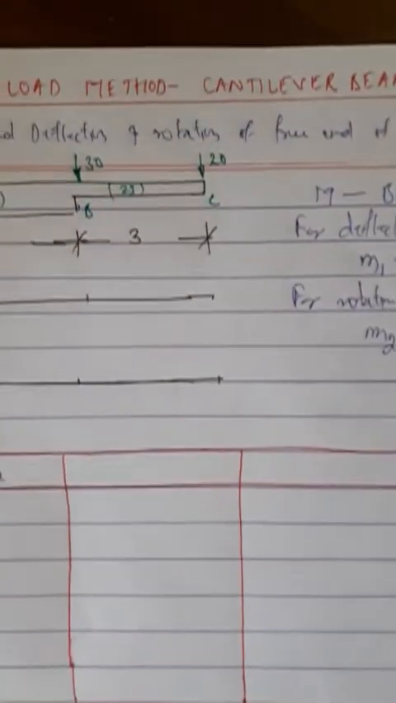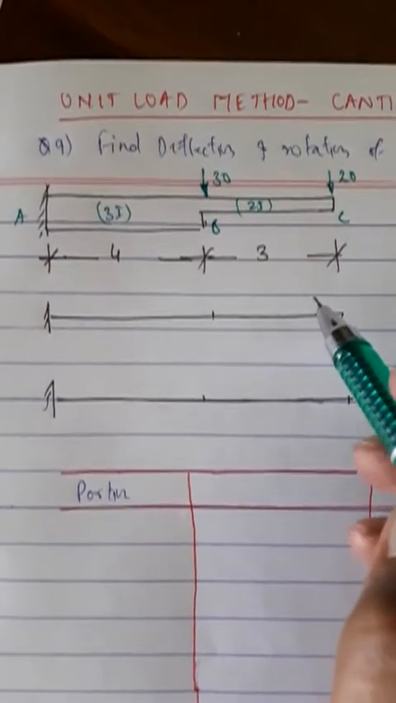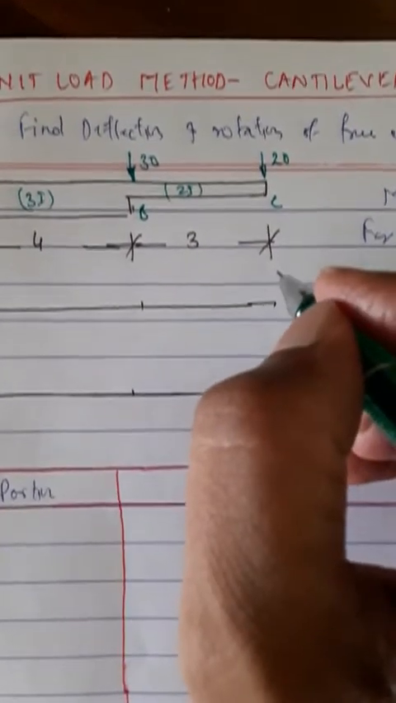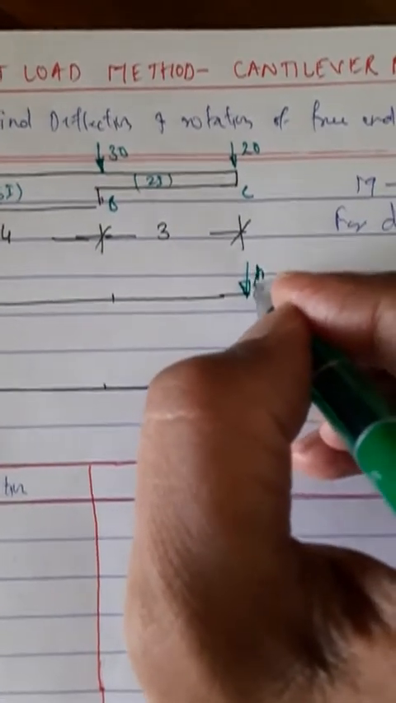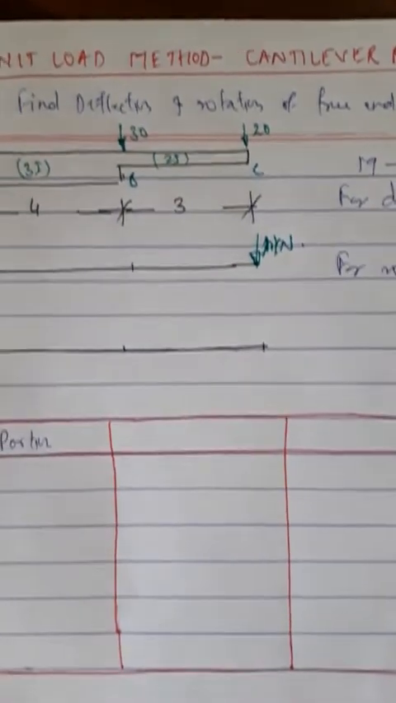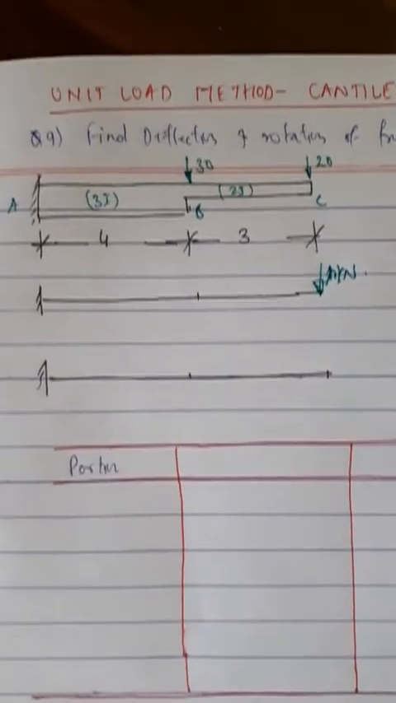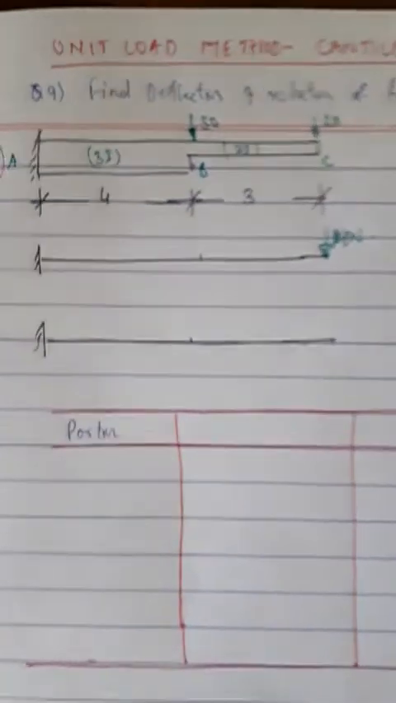Now this is the given problem. Draw a line diagram. Now for deflection, apply 1 kilonewton unit load at C. For this I will write the values. For this I am going to calculate capital M. Now take the sections.